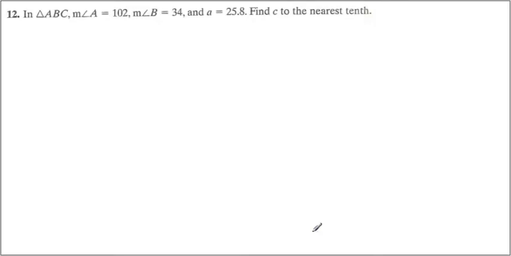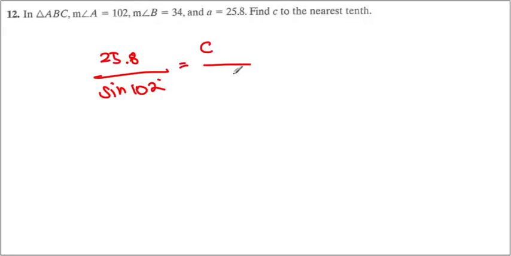Number 12. We have two angles, and same thing, but in this case we might have to use the calculator. So here we have 25.8. That is the length of side A. Therefore, I'm going to match that with sine of 102 degrees, which has to be equal to c, which we do not know. But we need to find the sine of C.